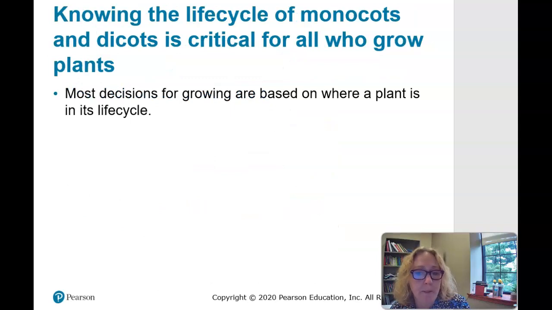Process. Knowing the life cycle of monocots and dicots is critical for those who grow plants. So one of the things that you need to know is how your plant is going to be affected by things like drought, rain, fertilizer, pesticides, what's happening. You need to know, where are they? Are they setting fruit? Are they setting a flower? Are they just still in their vegetative growth stage? Are they in their downward spiral stage? Where is the plant? So knowing what to look for, and what stage it's in, is really going to help you help the plant.